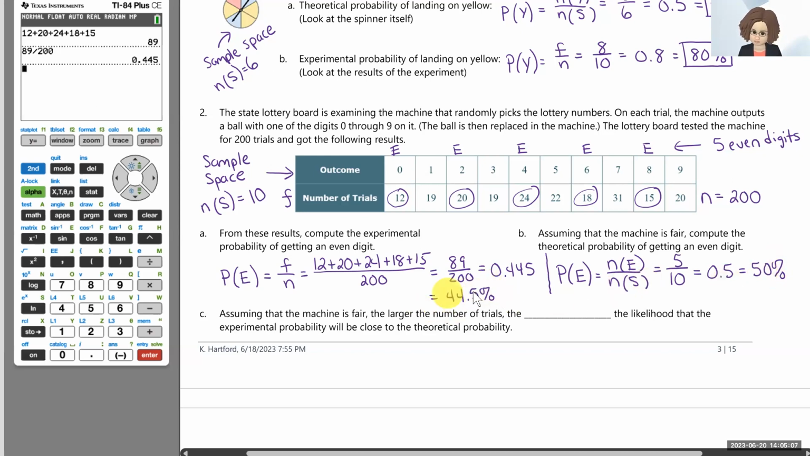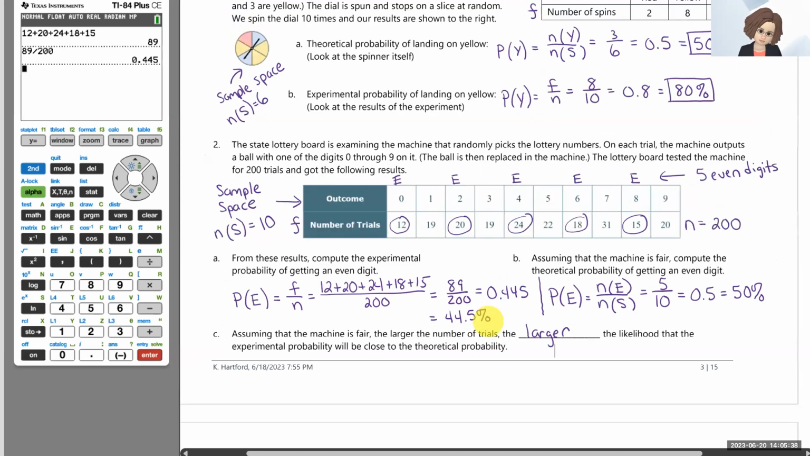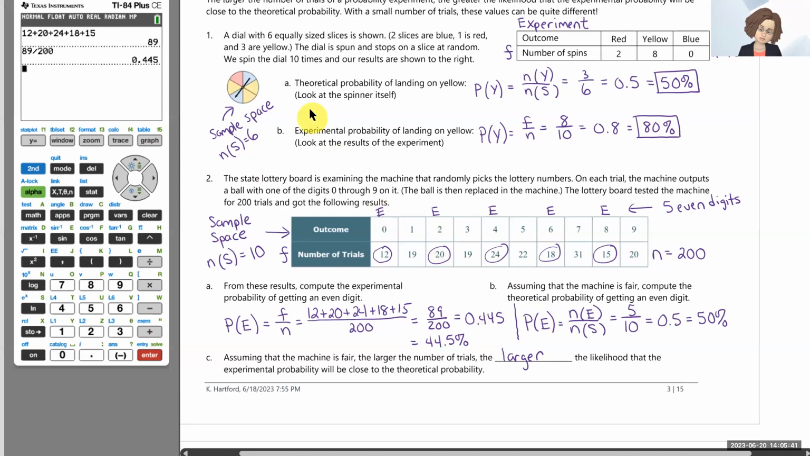This is what we got when we conducted our experiment with 200 trials. And so the follow-up question is, assuming that the machine is fair, the larger the number of trials, the larger the likelihood. So this is the law of large numbers. The larger the number of trials, the larger the likelihood that the experimental probability will be close to the theoretical probability. All right, so those are 2 examples for you, bridging the relationship between the theoretical and the experimental.